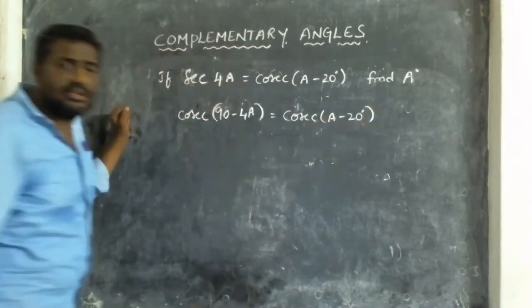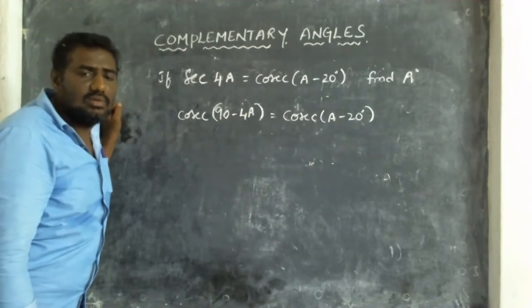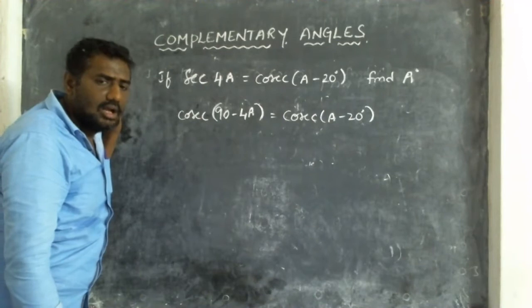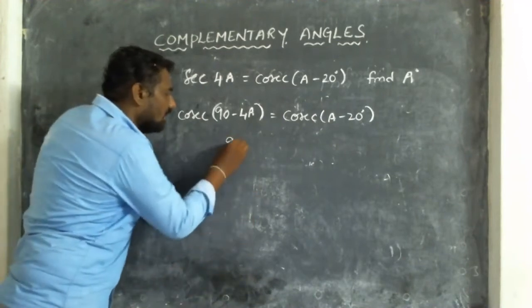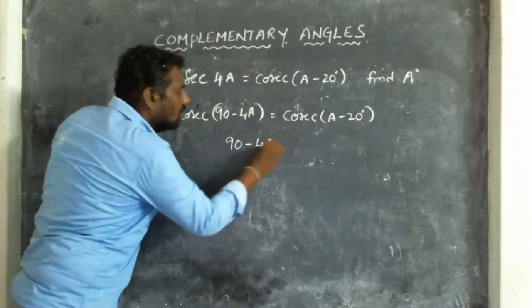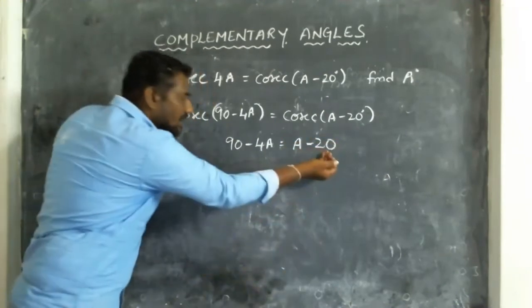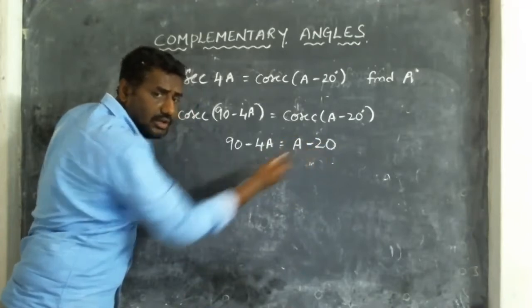Both the sides same trigonometry cosec is there. We should not cancel, just we have to compare the angle. On comparing the angle, we can write 90 minus 4a equal to a minus 20. Bring this minus 20 to the left side, minus 4a to the right side.